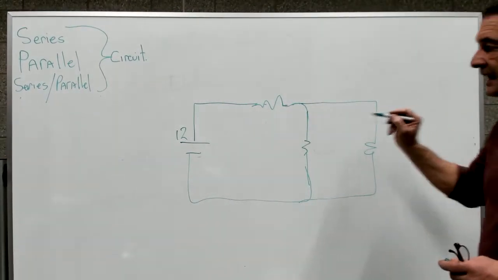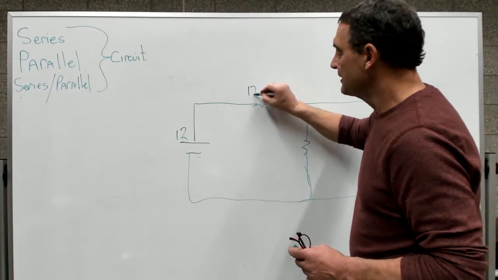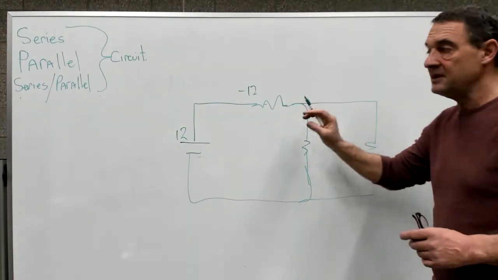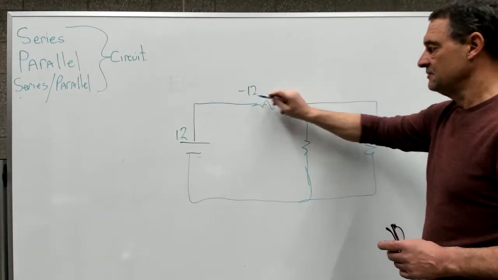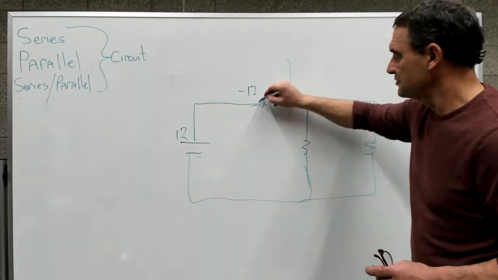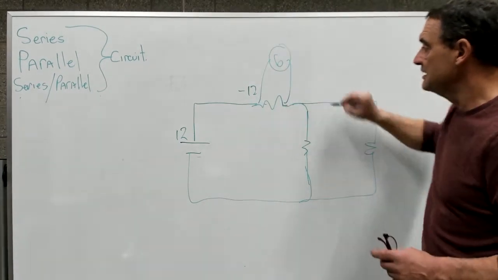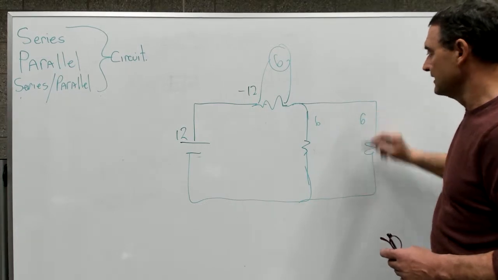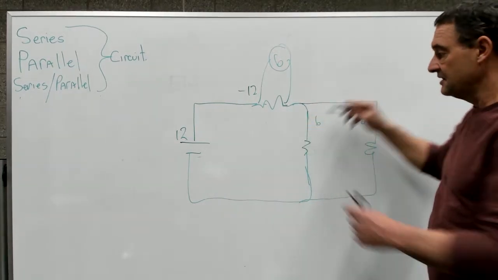What we have to realize is there will be a voltage drop here. We're not sure what it is at this point, but it's going to be less than 12 volts. So 6 volts may be dropped here, which means there's 6 volts here and here. So this part is acting like a series, and this part is acting like a parallel.